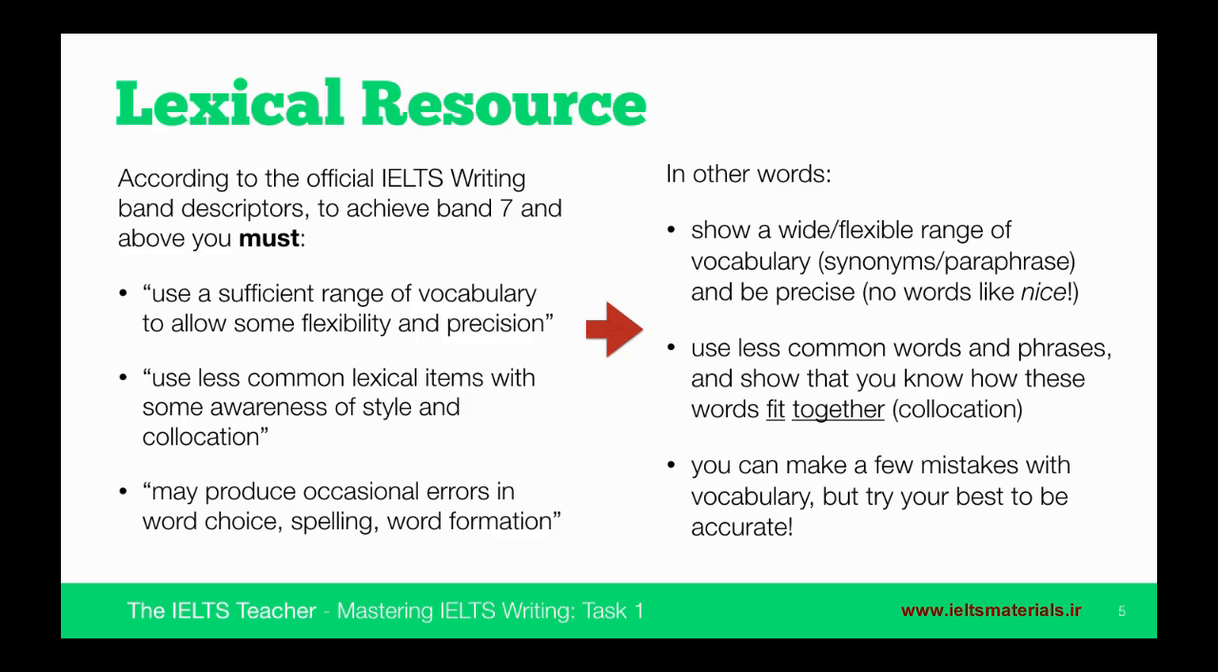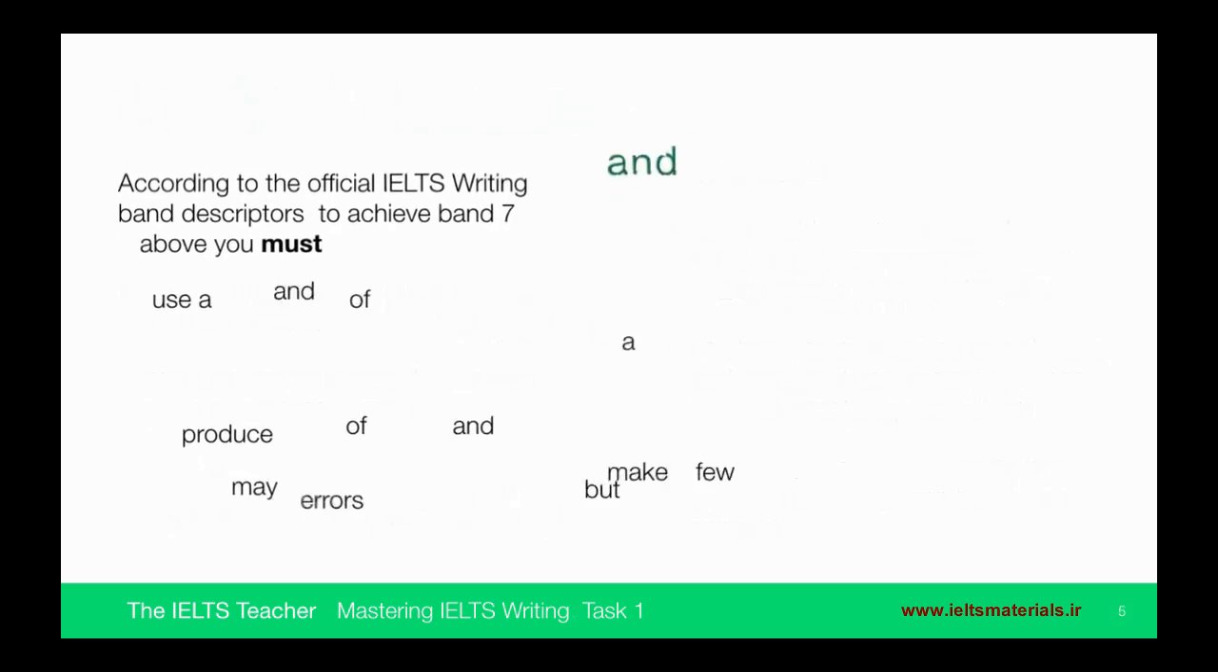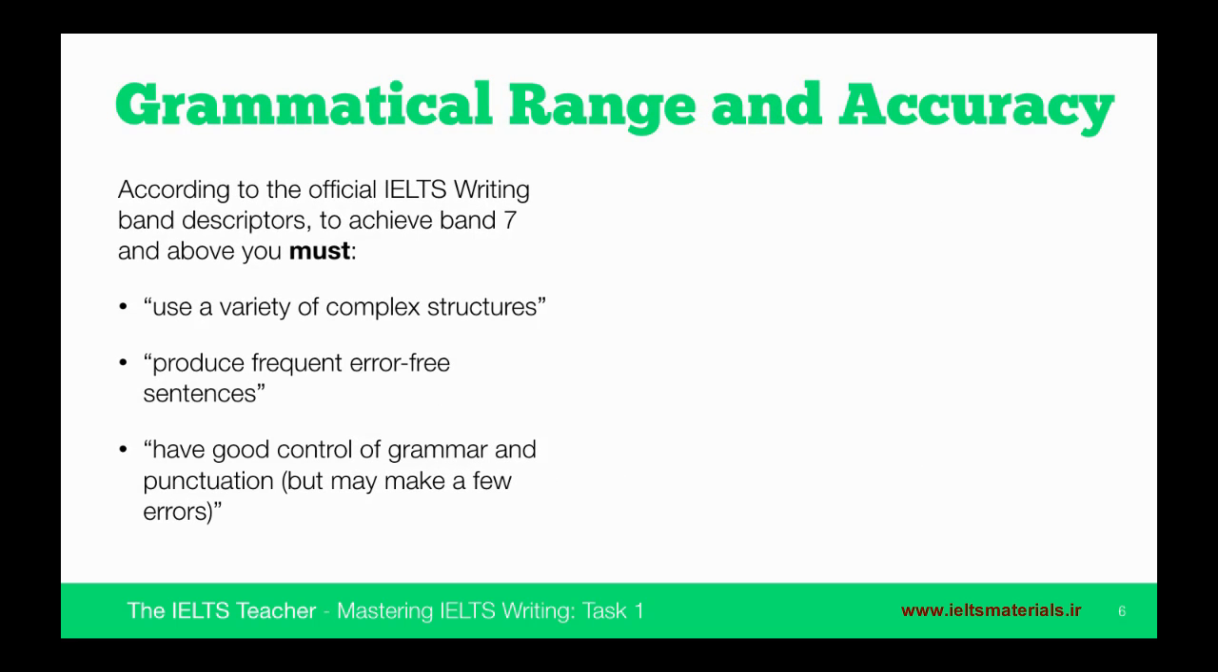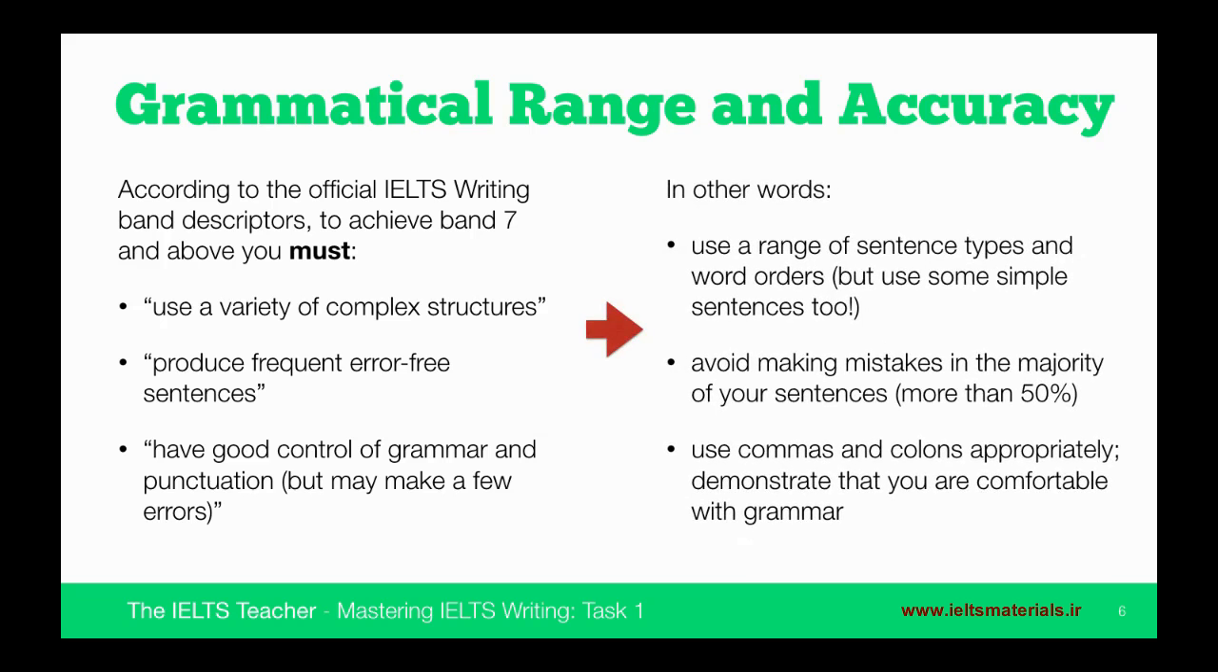You can make a few spelling mistakes or mistakes in word formation, but do of course try your best to be accurate. Finally, if we look at grammar, for band 7 and above, you must use a variety of complex structures, produce frequent grammatically error-free sentences, and demonstrate good control of grammar and punctuation even if you make a few errors. In other words, we need to use a range of sentence types and word orders, but try to use some simple sentences too. This can boost your accuracy rate.